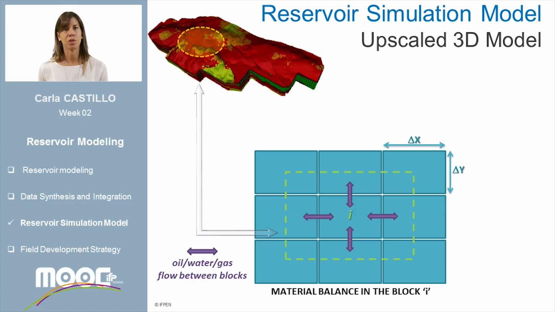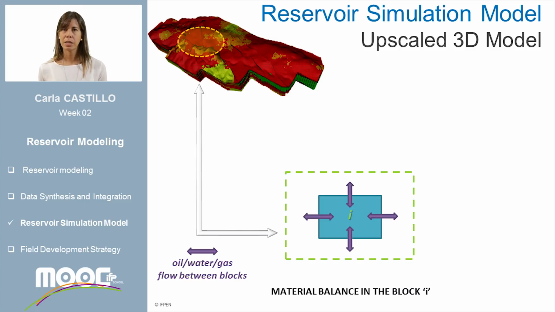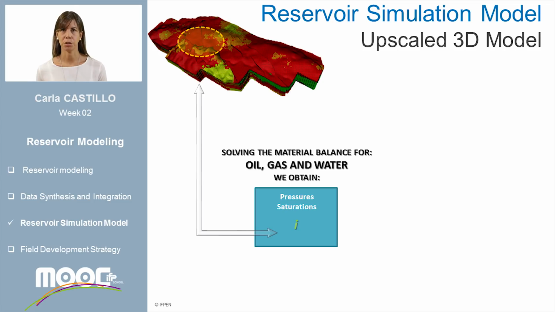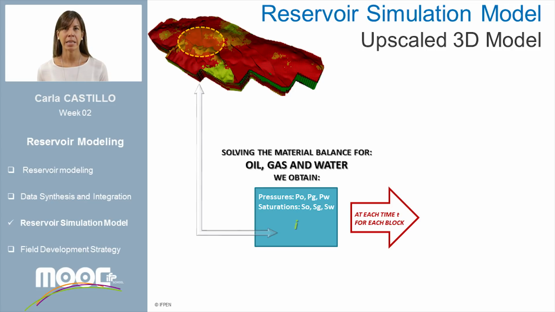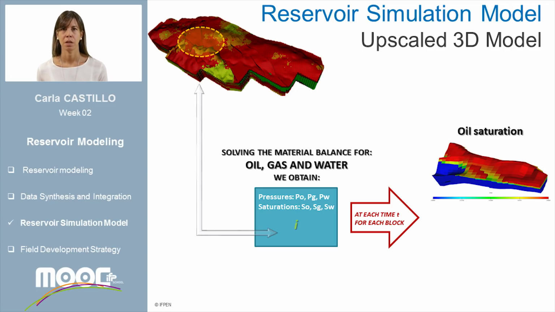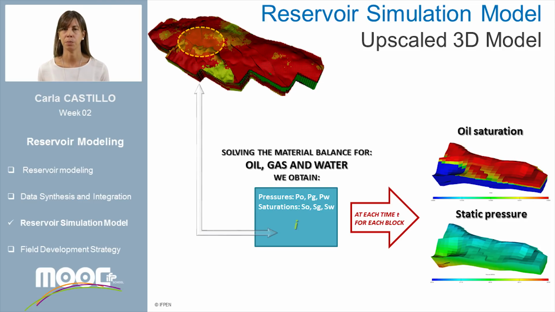Then we have the upscale reservoir model, where the reservoir is represented by a grid in which the space is discretized in 3 dimensions. The geological grid is upscaled to reduce the number of blocks in order to simplify the resolution. Let's call a generic block I, exchanging oil, gas, and water with its neighboring blocks. Solving the material balance equations, we obtain the pressures and saturations for oil, gas, and water at each time step and for each block. The result will then be oil saturation and pressure distribution evolving with time.